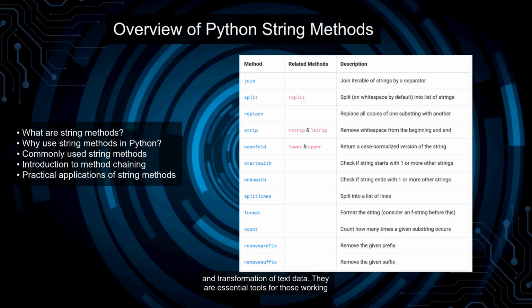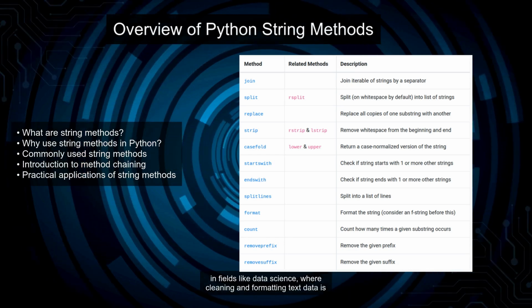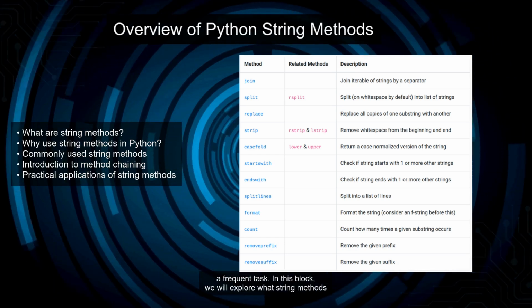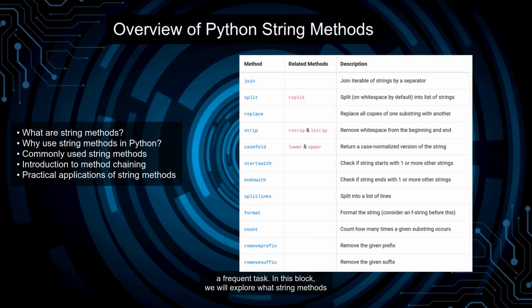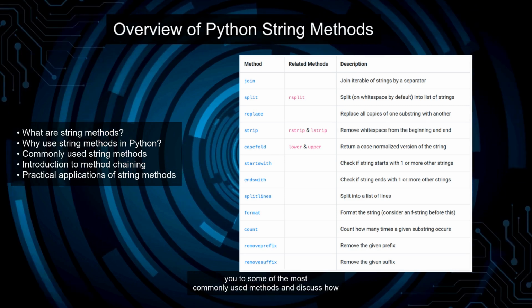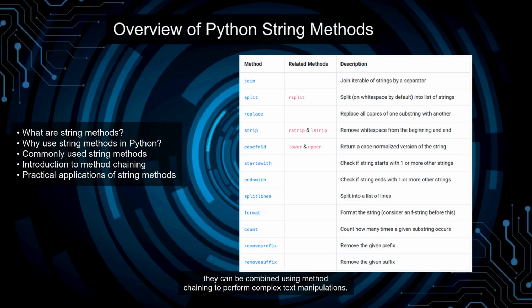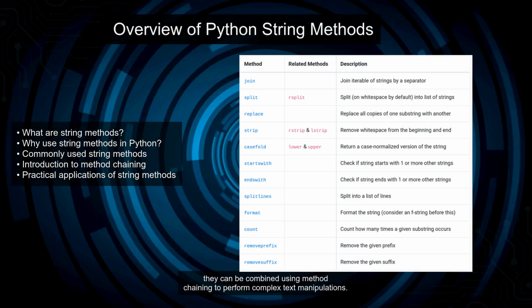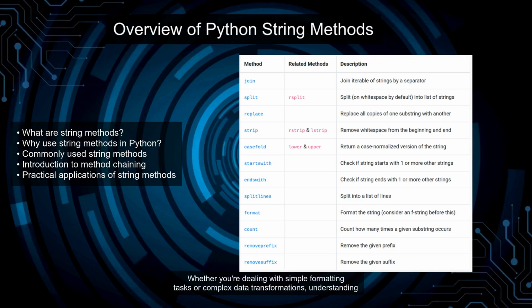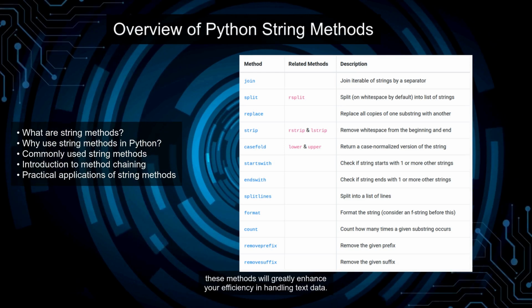String methods in Python are built-in functions that allow for the manipulation and transformation of text data. They are essential tools for those working in fields like data science, where cleaning and formatting text data is a frequent task. In this block, we will explore what string methods are and why they are invaluable for Python programmers. We will introduce you to some of the most commonly used methods and discuss how they can be combined using method chaining to perform complex text manipulations. Whether you're dealing with simple formatting tasks or complex data transformations, understanding these methods will greatly enhance your efficiency in handling text data.